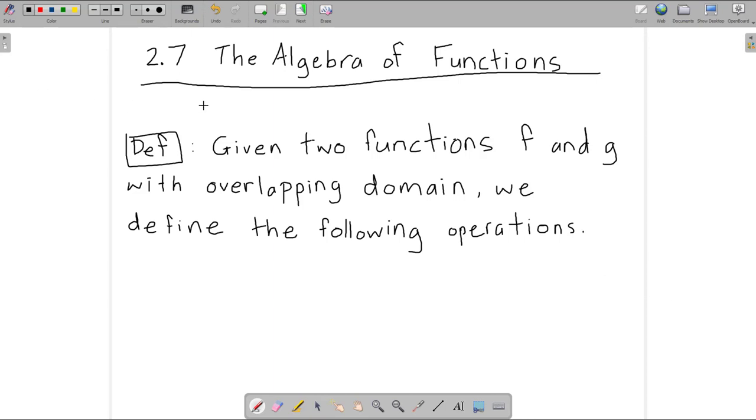So in this section, the algebra of functions, we want to talk about what kind of operations we can do to two different functions. So here's our definition. Given two functions f and g with overlapping domain. And so remember, your domain was the set of x values that you can plug in, right? X values we're allowed to plug into our functions.